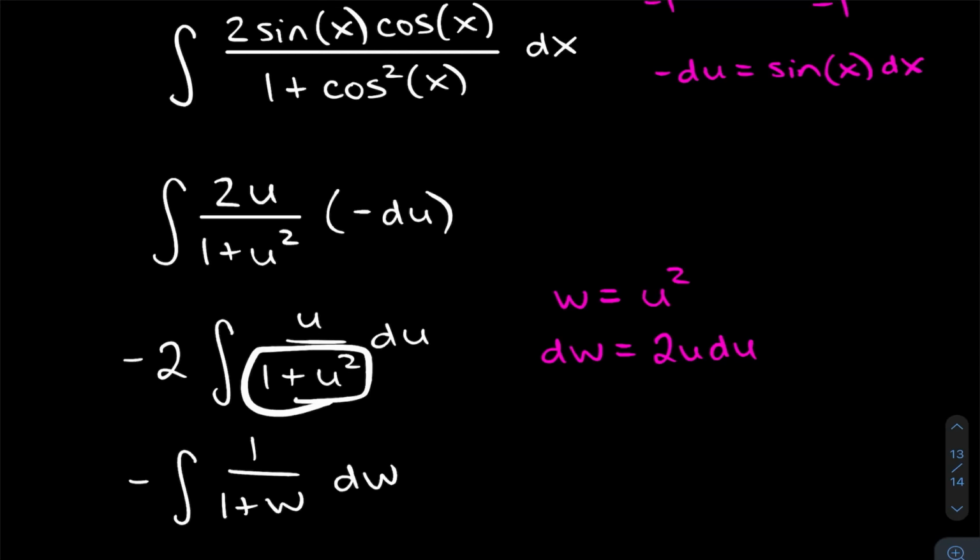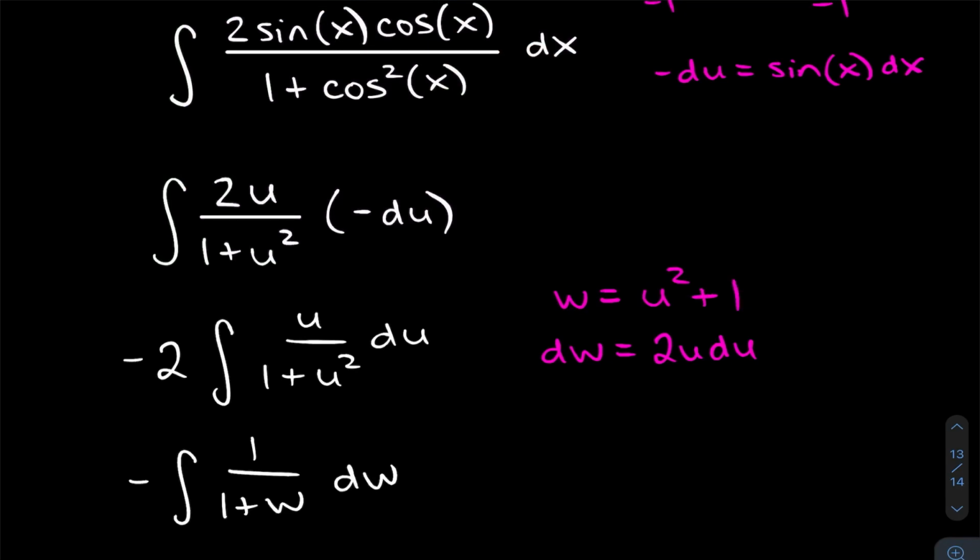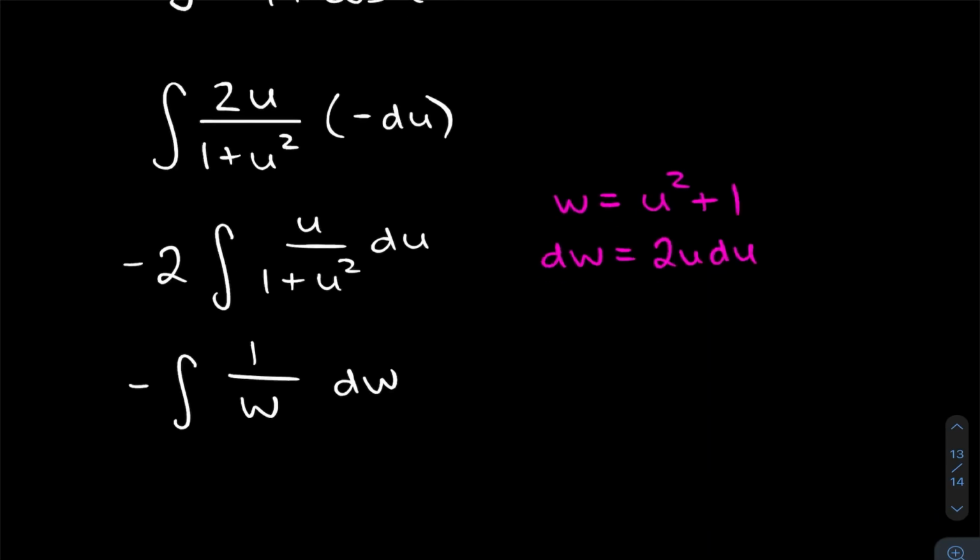And so you got to be careful when you're making these substitutions. You always want to include the whole thing, especially with those constants. They can get you. You're going to want to make this u squared plus 1, or 1 plus u squared, however you want to write it. Because then instead of becoming a 1 plus w, it's now just a w. And so this is something we can easily integrate. We know that the integral of 1 over w is going to be natural log absolute value of w.